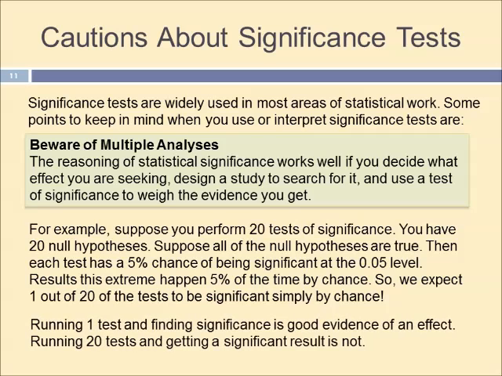So running one test and finding significance is good evidence of an effect. Running 20 tests and getting a significant result is not good evidence of an effect. For example, if you have a multiple choice test, just by chance you're likely to get one question correct out of, say, 20 different questions. But that doesn't mean you're going to pass the test.